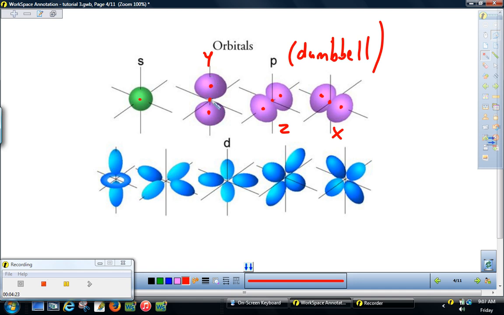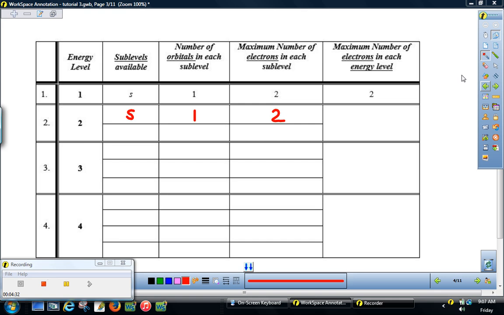Each orbital falls on one of those axes. And so y-axis, z-axis, x-axis, each one can hold 2 electrons. So 2 plus 2 plus 2 is 6. So if we come back here, P sublevel, shaped like dumbbells, 3 orbitals, the one that falls on the x, the one that falls on the z, the one that falls on the y-axis. Each one can hold 2 electrons for a grand total of 6 electrons. 2 plus 6 gives us a maximum number of 8 electrons in the second energy level.